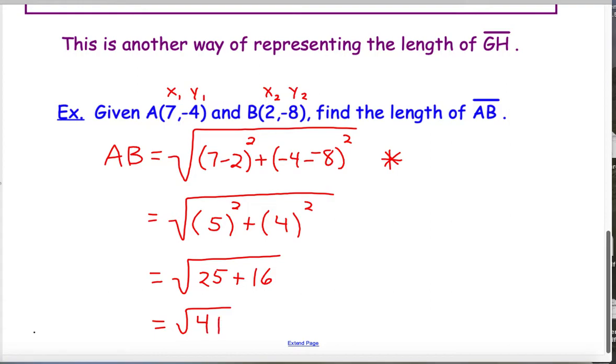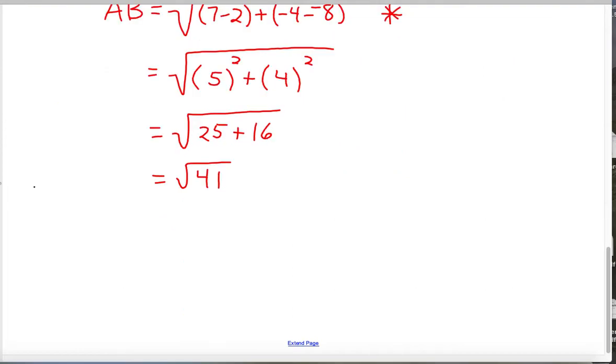Uh-oh. That's not one of those nice perfect square numbers. So I know this is going to give me a decimal. It's going to give me something a little more than 6, because the square root of 36 is 6, and the square root of 49 is 7, and 41 is between those, so it's going to be something in between 6 and 7. But I'll have to use a calculator to get at least a decimal approximation for that. So let's call up my calculator.